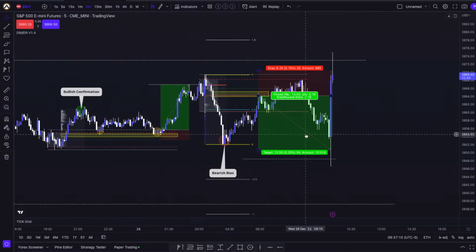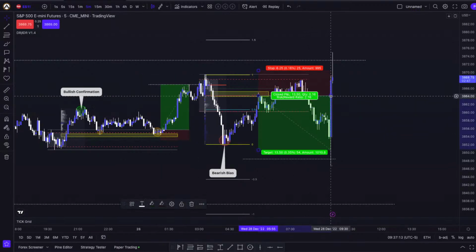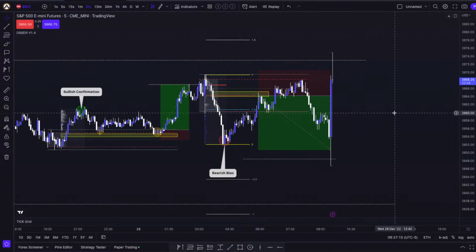So 4.5 and 2.16 risk to reward would have been locked in for the day. It's more than you are ever going to need to become profitable, in my opinion at least. But if you catch one of these, you'd be fine.